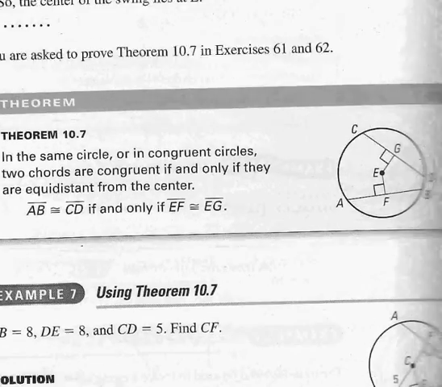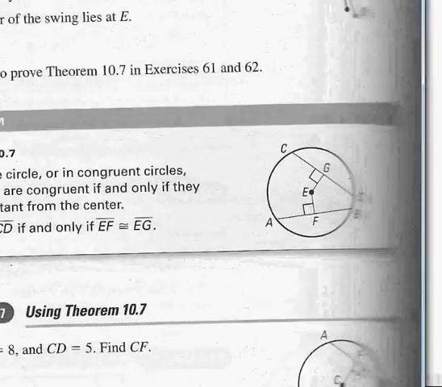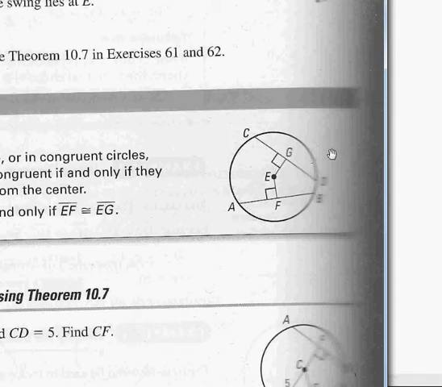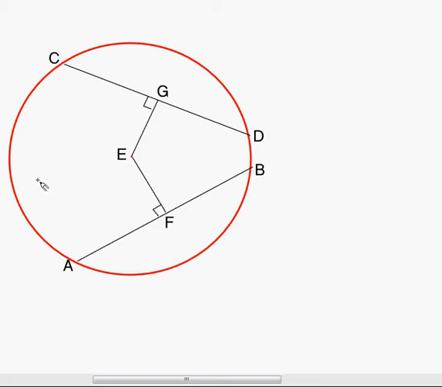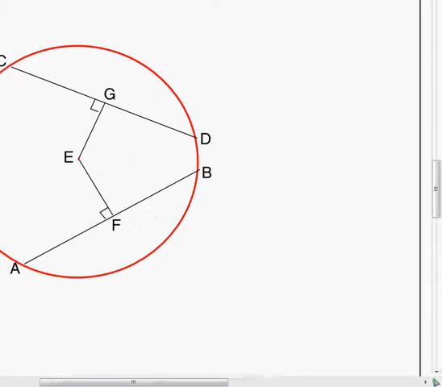So in this circle, what this theorem is saying is that if we have a circle, and we have a center E, and we have chords AB and chord CD, AB is congruent to CD only if EF is congruent to EG. So we can look at it on this circle.